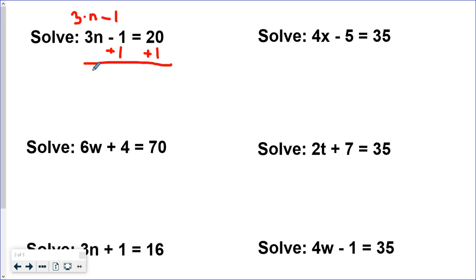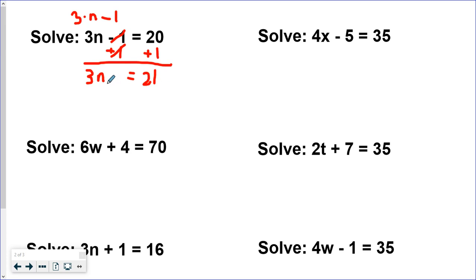So now I didn't do anything to the 3n. So I'm going to have 3n right here. Now if I take a -1 and I add 1, I hope you realize that that means that's 0. So in essence, this canceled each other out. And now I do equals, and now I add over on this side, 20 plus 1, which is 21.